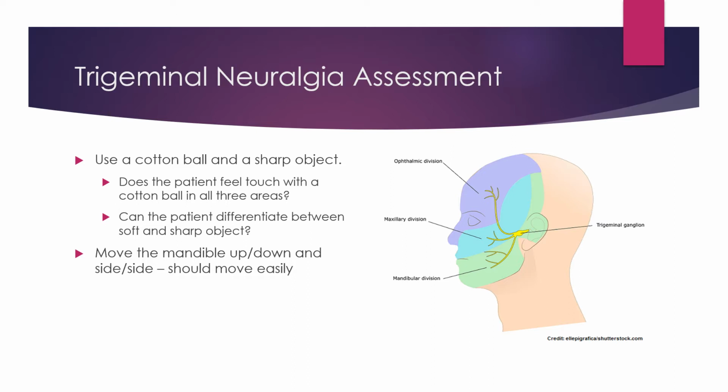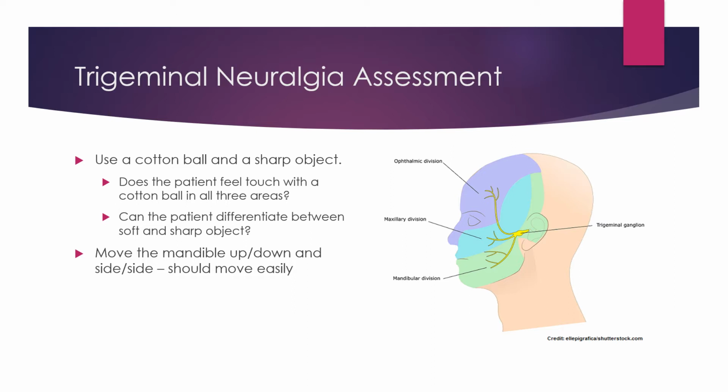To assess cranial nerve 5, we need a cotton ball and a sharp object like a pin or a safety pin, because it is a sensory and a motor nerve. For sensory, we want to use our cotton ball and see, does the patient feel us touching? We'll have them close their eyes and say, am I touching you? Do you feel this? In all 3 of those nerve areas bilaterally.